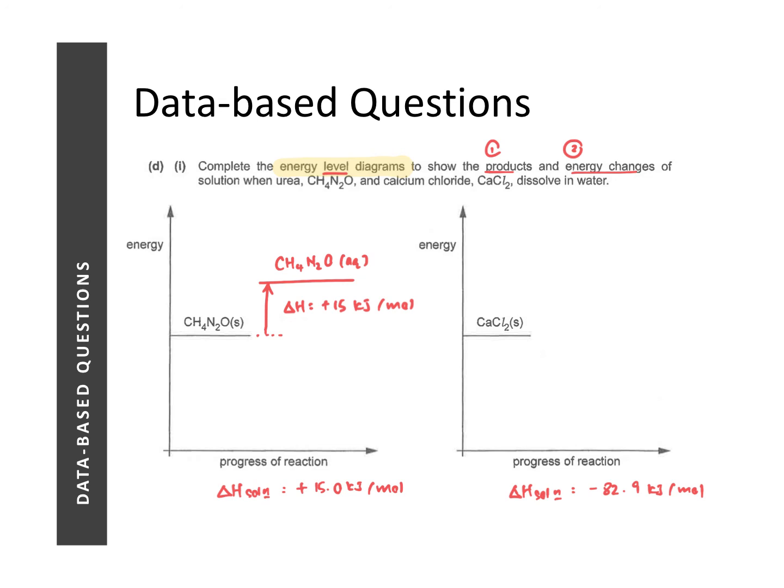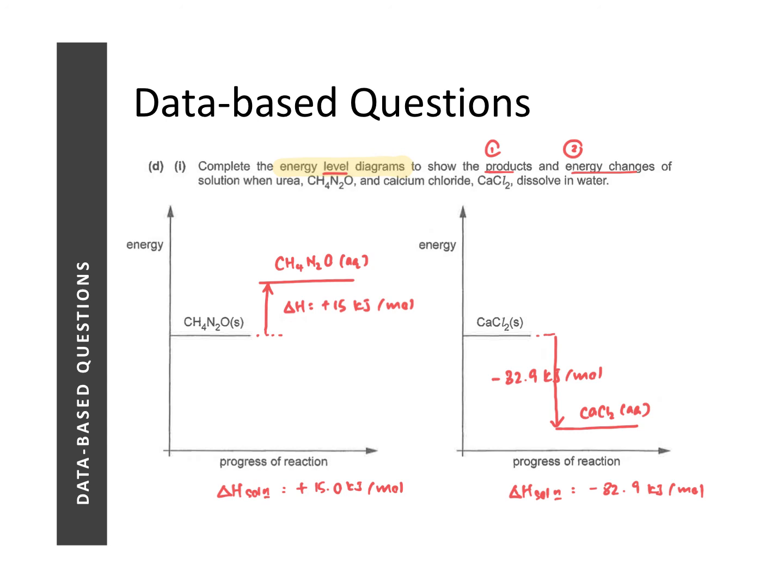Calcium chloride, now when it dissolves in water, it releases energy. It's exothermic. So when the reactants release energy, the products would be of a lower energy compared to the reactants. So calcium chloride aqueous, and the energy change is equivalent to your enthalpy change of solution.